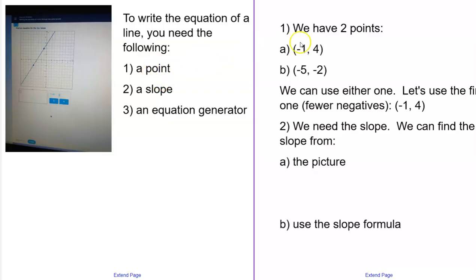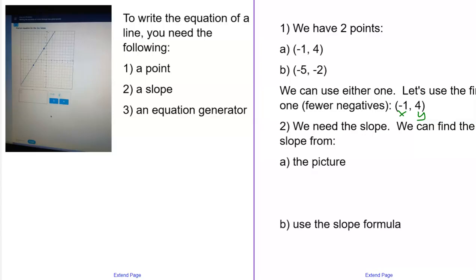Now, we have plenty of points. We have 2 points, the points on this graph. The coordinates of the points on this graph are (-1, 4) and (-5, -2). We can use either one. Let's use the first one because we have fewer negatives. So we're going to use (-1, 4). This is going to be x, and that's y.